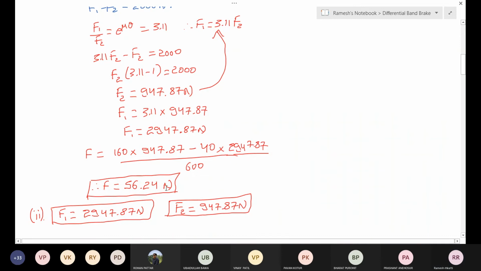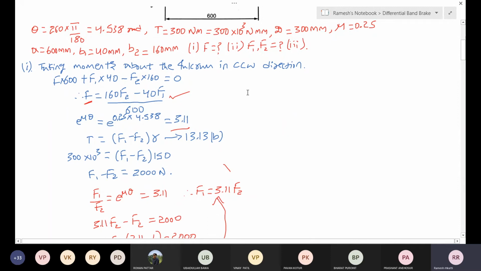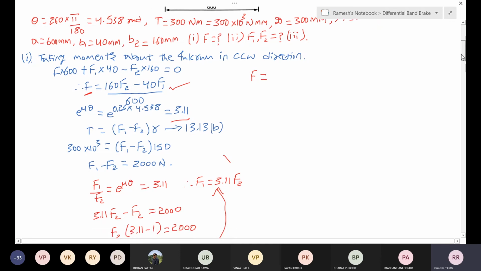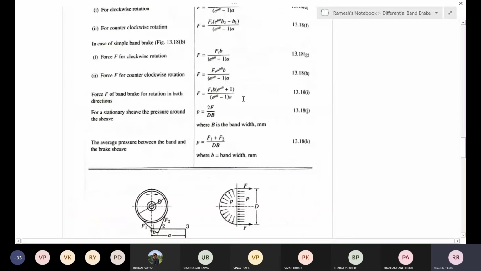Okay. As I told you, to find out the force, two methods are there. You can take the moments about the fulcrum and calculate that, and the other one is that you can directly use the formula. Which formula is that? F is equal to... it is rotating anti-clockwise.